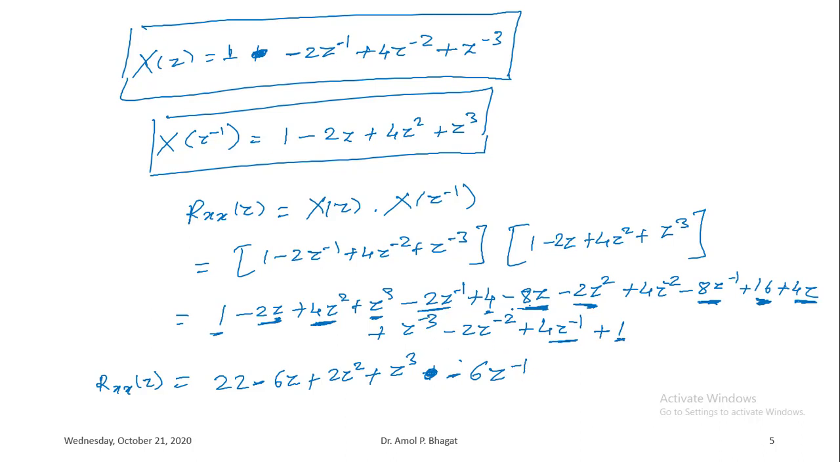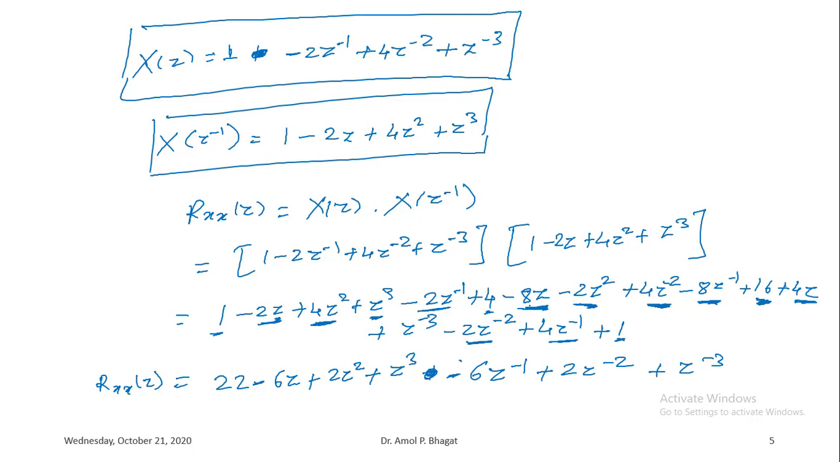Then after that z to the power minus 2 is there, so 4z to the power minus 2, right? Then minus 2z to the power minus 2, so it will be plus 2z to the power minus 2, okay? 4z to the power minus 2 and 2z to the power minus 2. Then the remaining term is plus z to the power minus 3, okay? So I'll rewrite this equation.